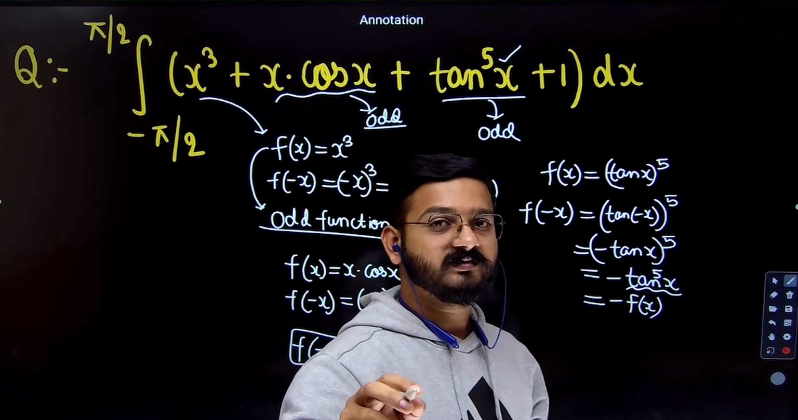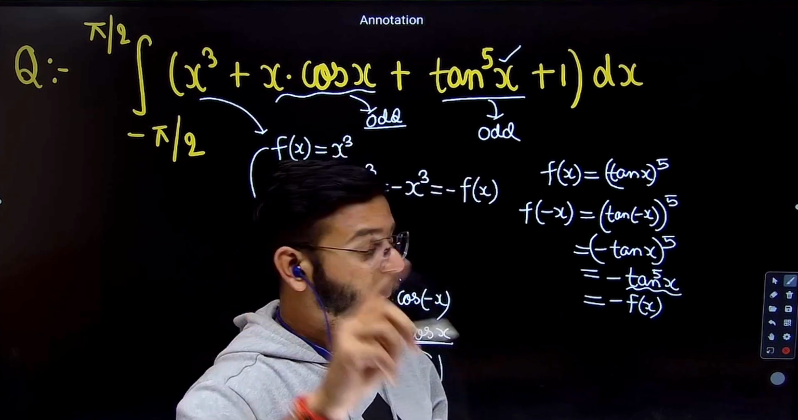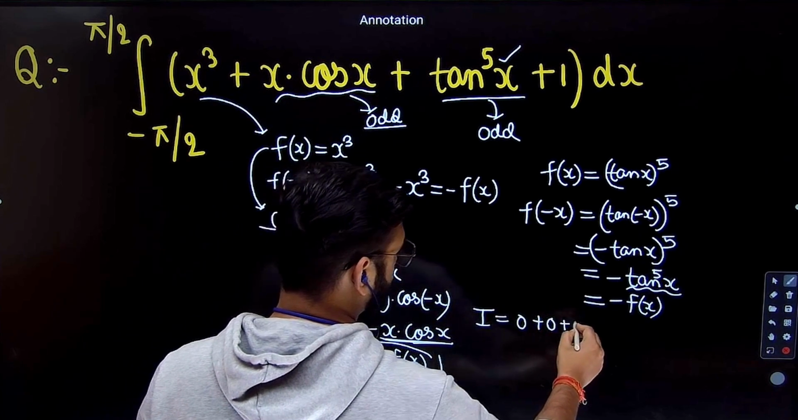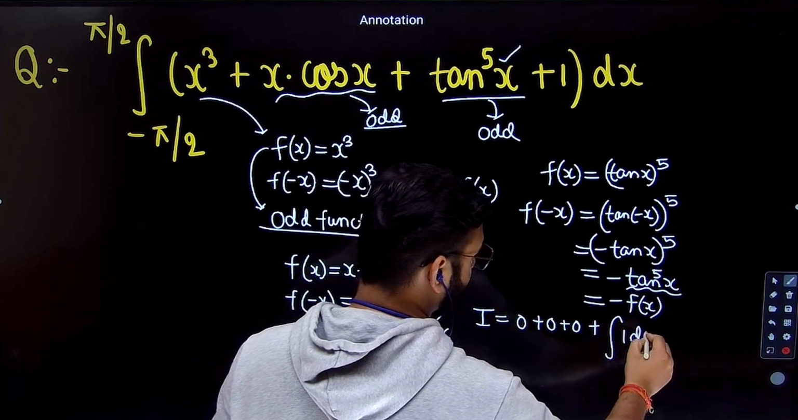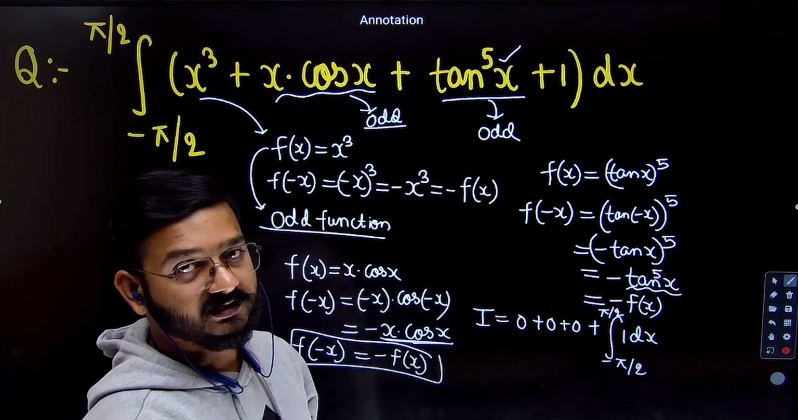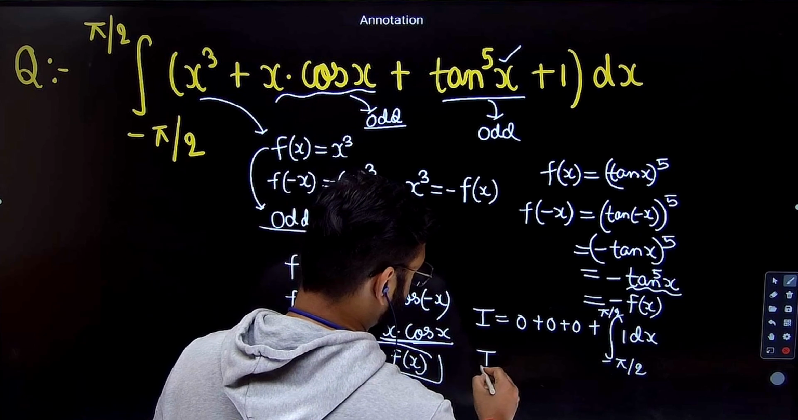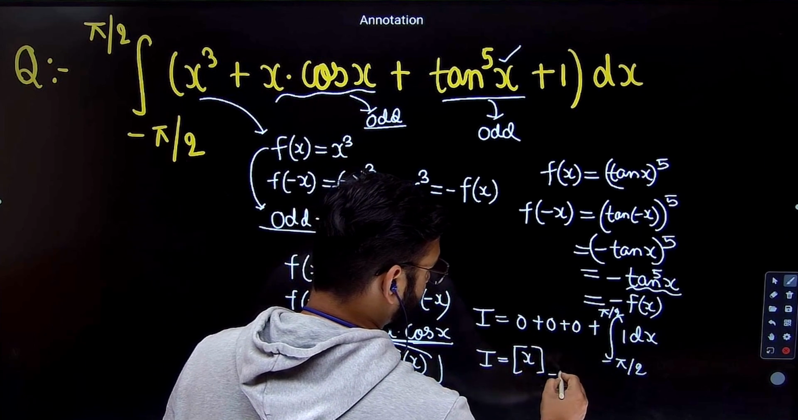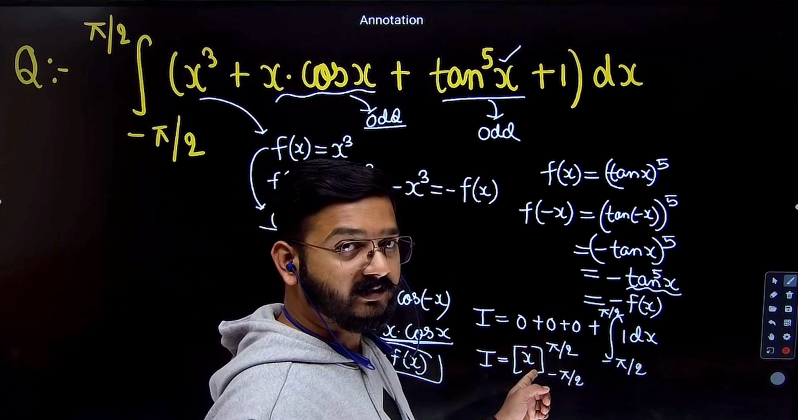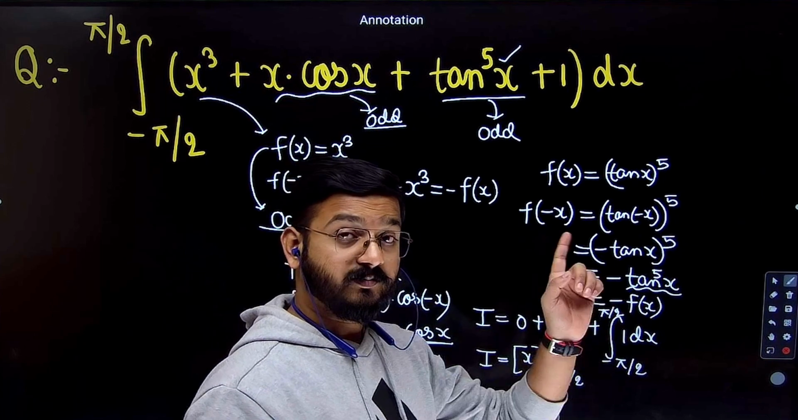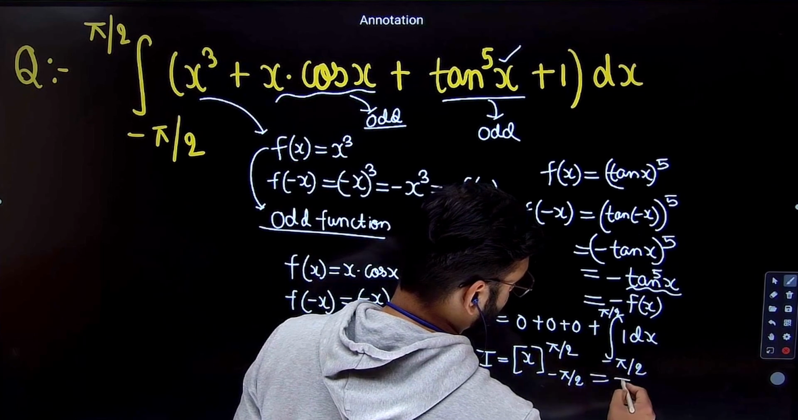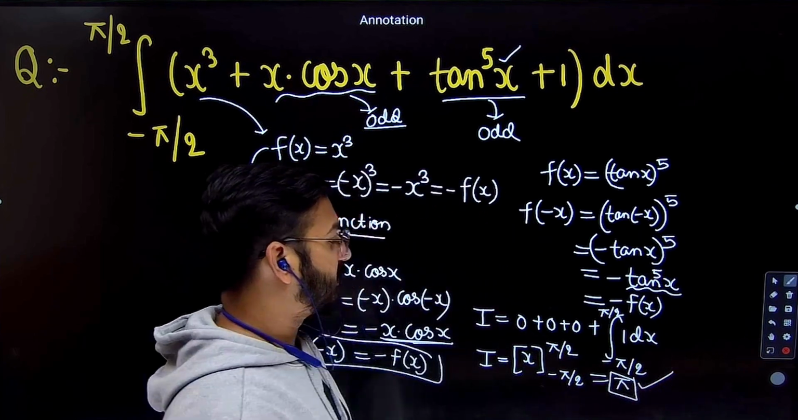So the first three expressions are odd. What is the integral of an odd function from minus a to plus a? 0. What will I write? Integration will be 0 plus 0 plus 0 plus integration of 1 from minus pi by 2 to plus pi by 2. What is the integration of 1? X. So I will be equal to x from minus pi by 2 to plus pi by 2. You can solve it. When you put the upper limit, pi by 2 minus the lower limit, minus of minus pi by 2. So what is the final answer? Pi. So pi is the final answer.